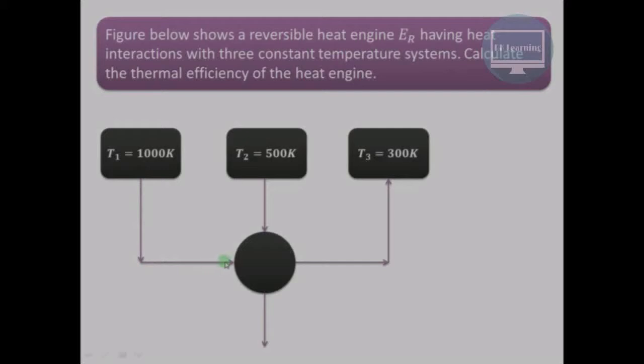So from these two sources, the heat is supplied as shown by these arrows. Heat is supplied from this source also, and heat is rejected to this particular sink, which is maintained at T3 equal to 300 Kelvin. The heat supplied Q1 from this source is 100 kJ. The heat supplied is 50 kJ from the 500 Kelvin source, and Q3 is the heat rejected. W is the work obtained from the reversible heat engine. Now let us see how to find out the efficiency of this reversible heat engine.